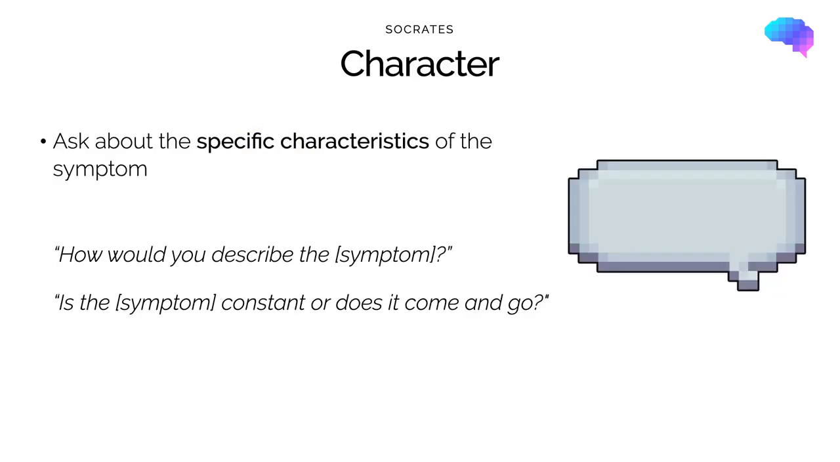The next component of SOCRATES is character. Here we want to ask the patient about the specific characteristics of the symptom. For example, we could ask, how would you describe the symptom? Is the symptom constant or does it come and go? The questions you ask here will depend on the nature of the patient's presenting symptom. And once again, this section may be less relevant for patients with systemic symptoms, such as a fever.